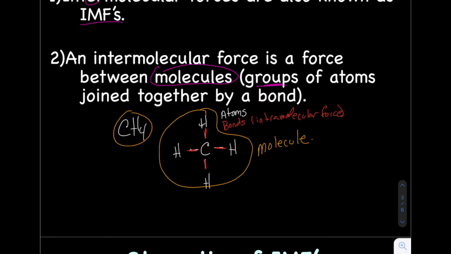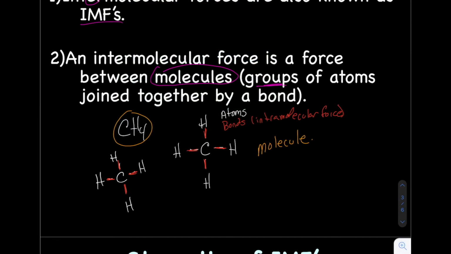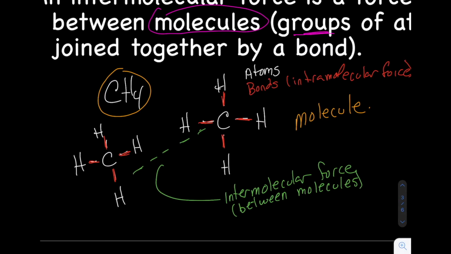And an intermolecular force would be if we had another one of these with our bonds. And let's say, how about green? An intermolecular force would be a force between the molecules. So there would be some sort of, I'm making it a dotted line to show it's like a super weak bond, and it's just between molecules. And this would be the intermolecular force. It's not between atoms, it's between molecules, with a molecule being atoms already joined together.